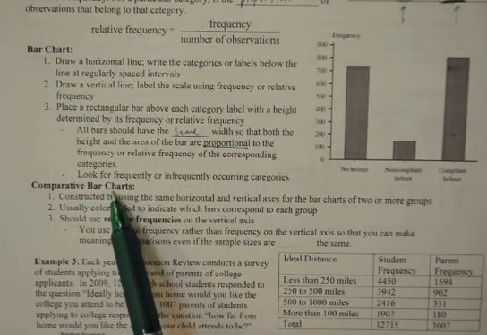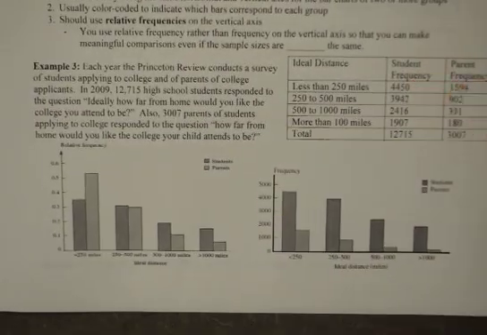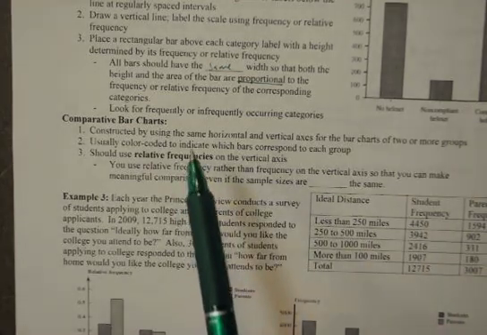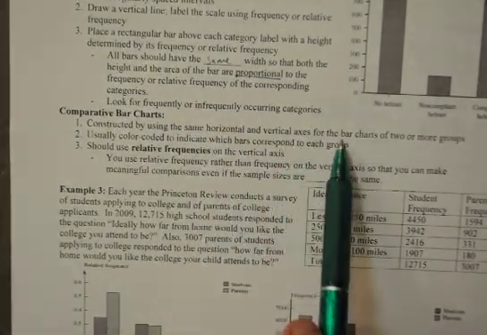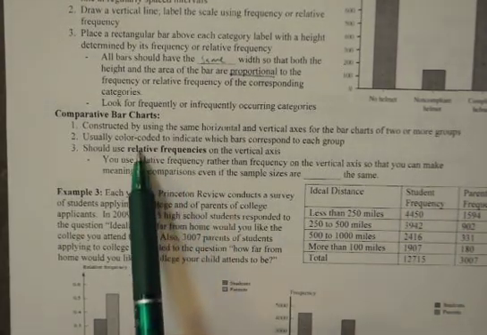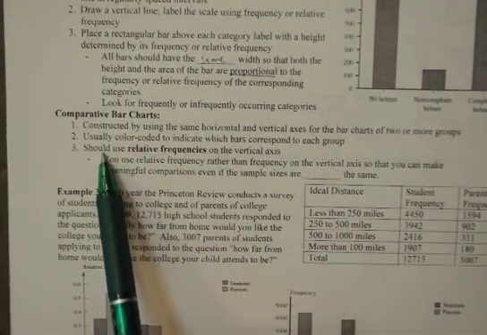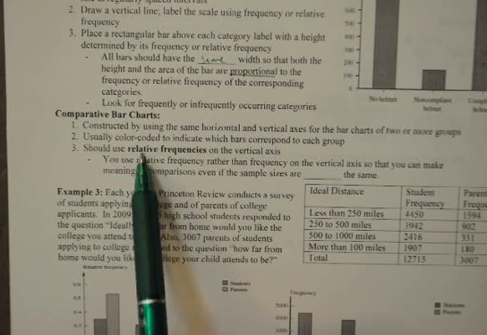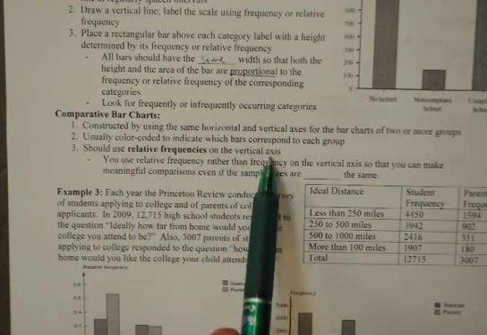Moving on to comparative bar charts. It's like when you put two bar charts next to each other. Comparative bar charts use the same horizontal and vertical axes for the bar charts of two or more groups, usually color coded. And for bar charts, you should use the relative frequencies.